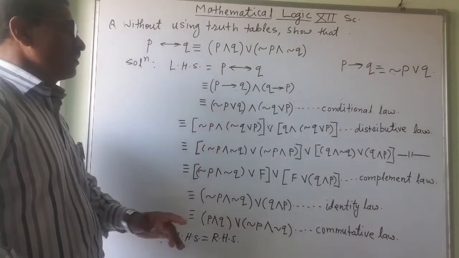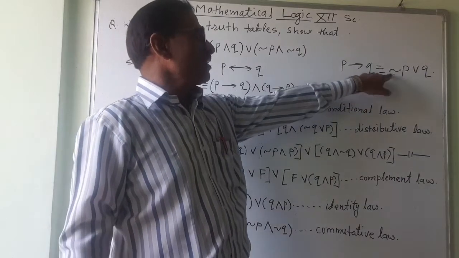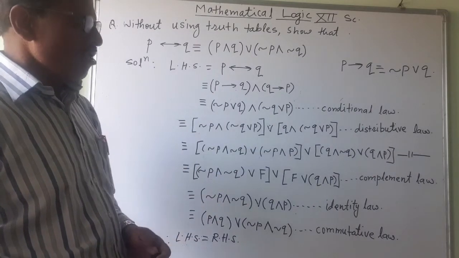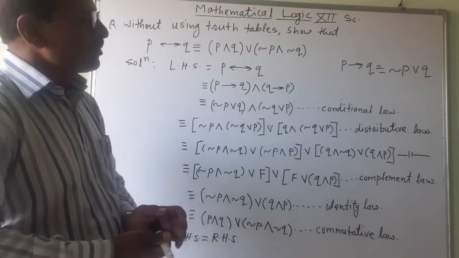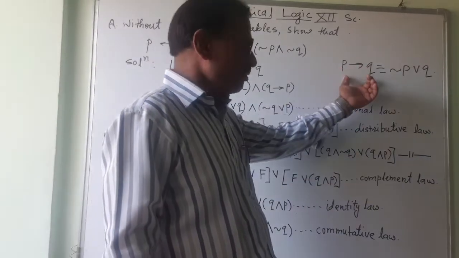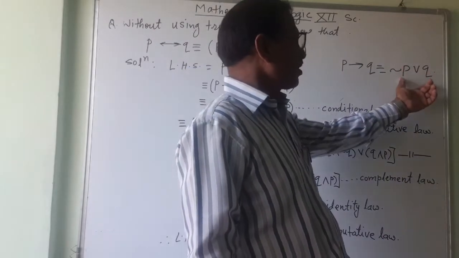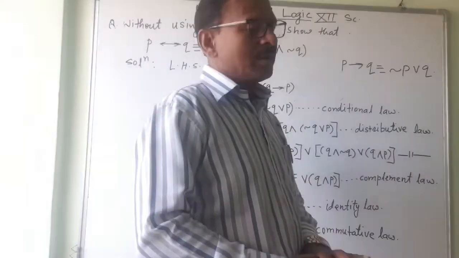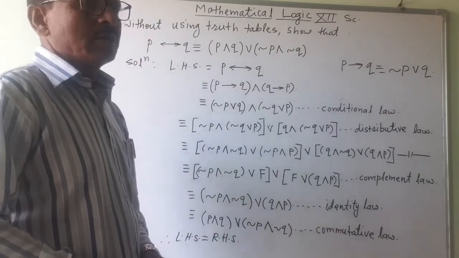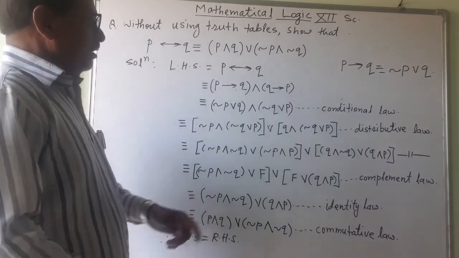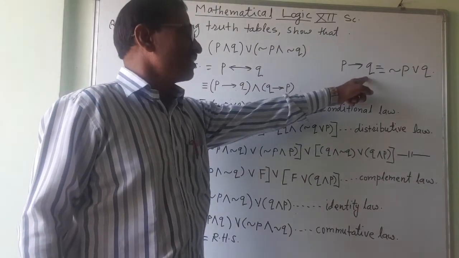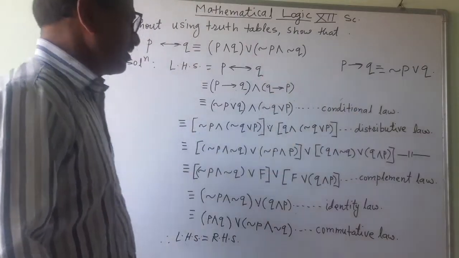From where has it come? P implies Q is equivalent to negation P or Q. This is the conditional law. What is that conditional law? It has come from the truth table. There is no other separate law. Prepare the truth table for both and they will be equal. From that it is taken: P implies Q is equivalent to negation P or Q. Now, you have understood this. What is the name? Conditional law. This is the condition, that's why the name is conditional law.